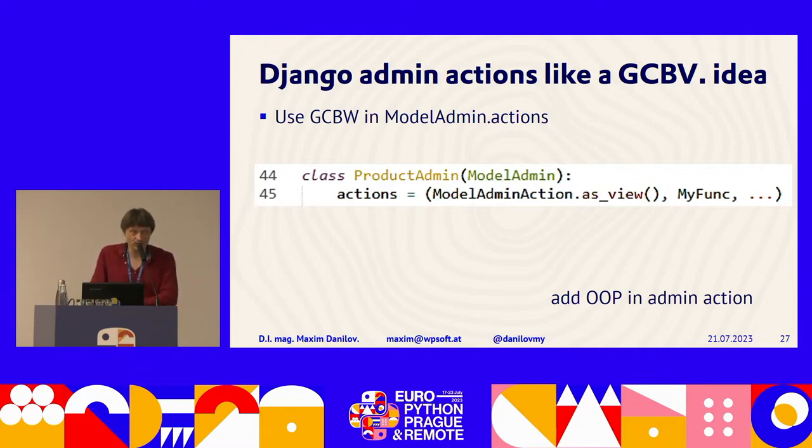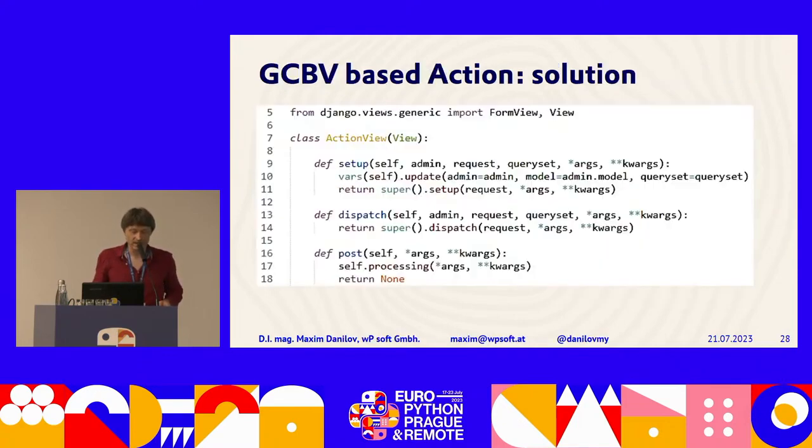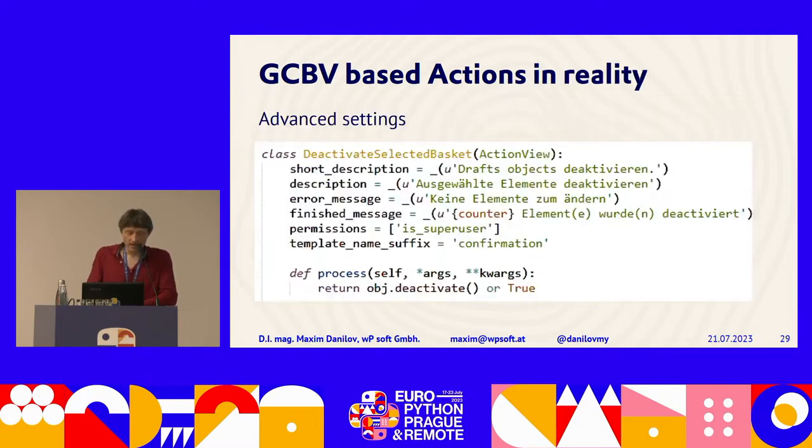But sometimes I want to work with actions in the generic class-based view paradigm. Django offers us only the function-based view paradigm in actions. How can I do something? Of course I can. I create a mixin which only patches the view class from generic class-based views, and this mixin helped me to convert every ModelAdmin action into a generic class-based view action. Why do I need it?